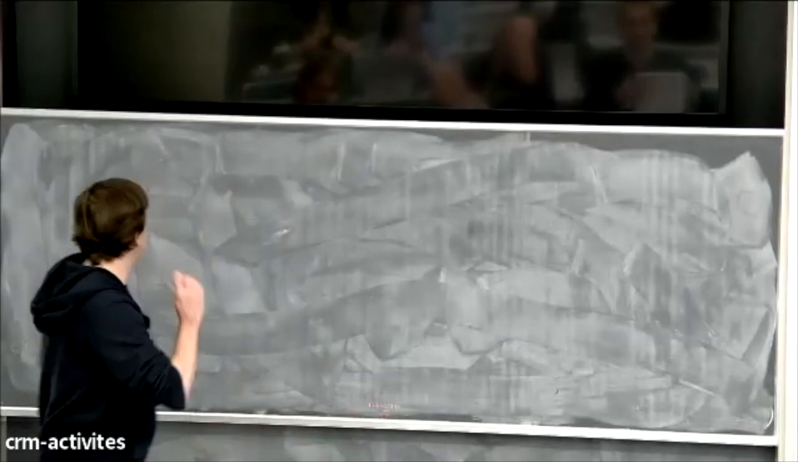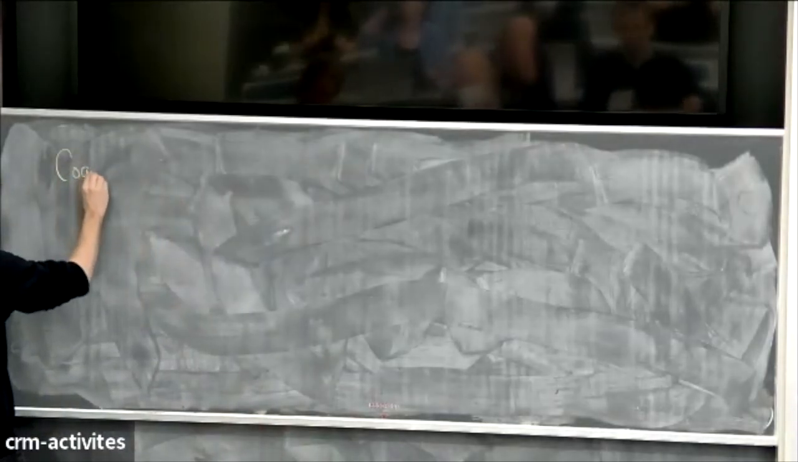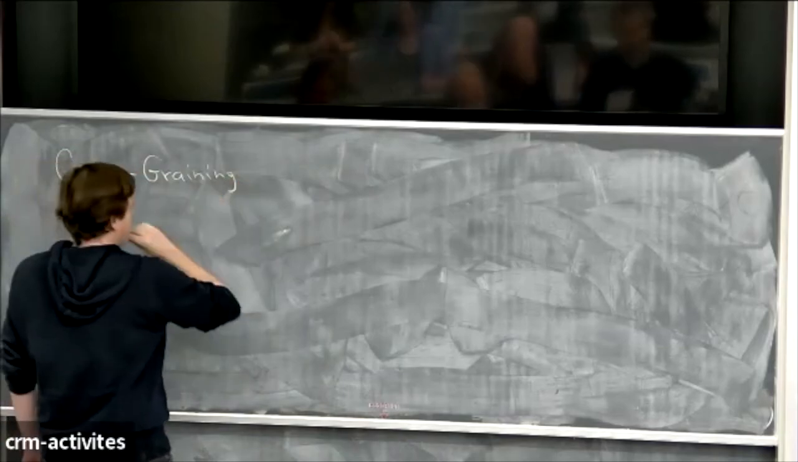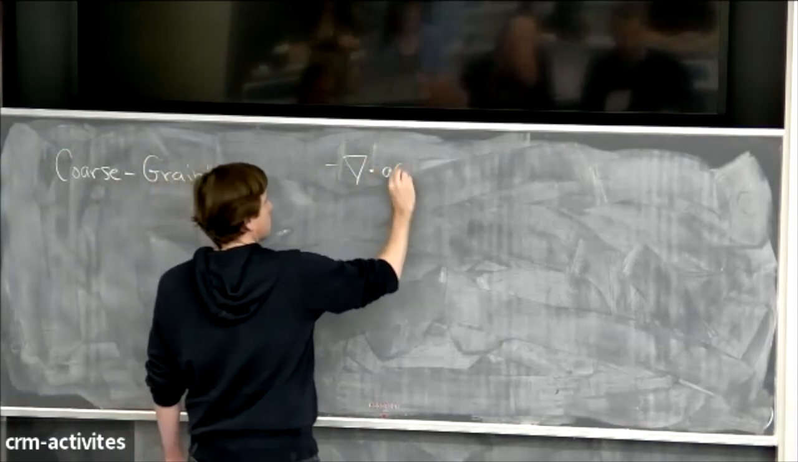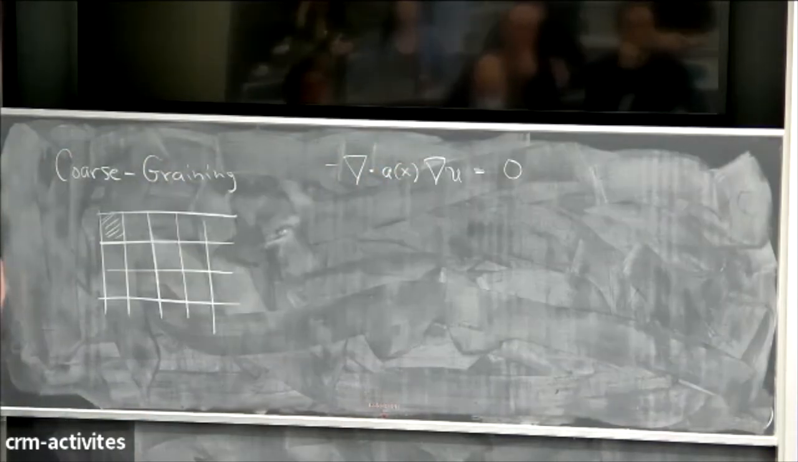So I'm going to pick up where I left off last time. Let me try to remember what I was doing. I was explaining that I'm going to try to coarse grain. So I have this equation that I want to homogenize. I was muted. Okay, well maybe that was for the best anyway.